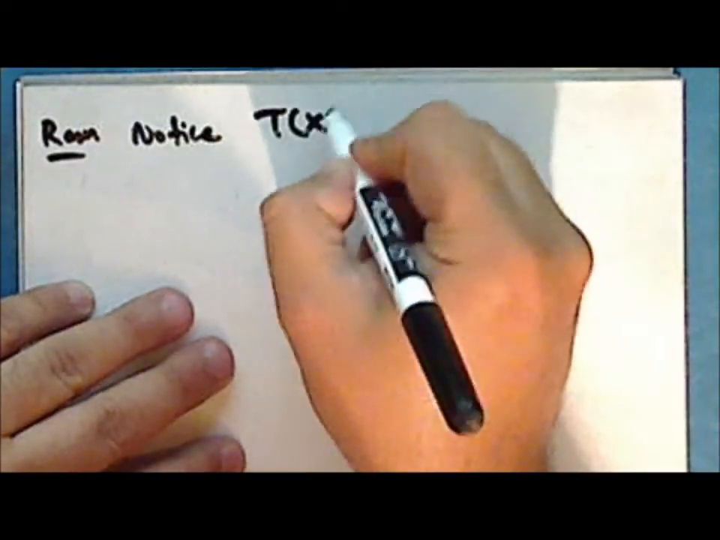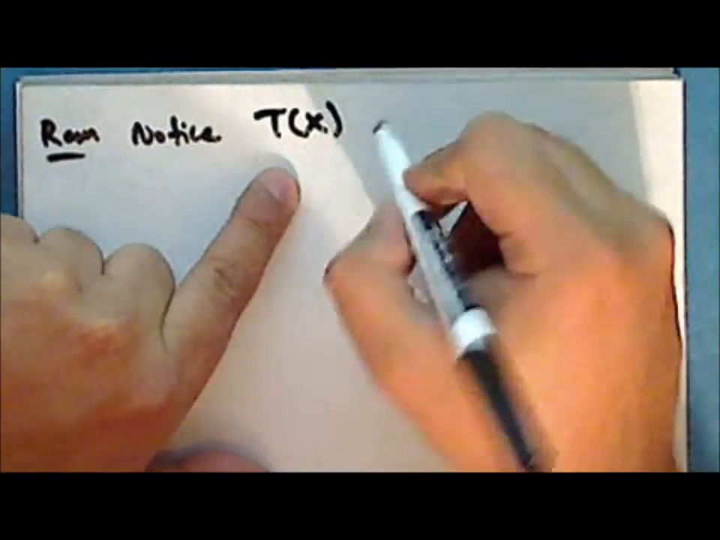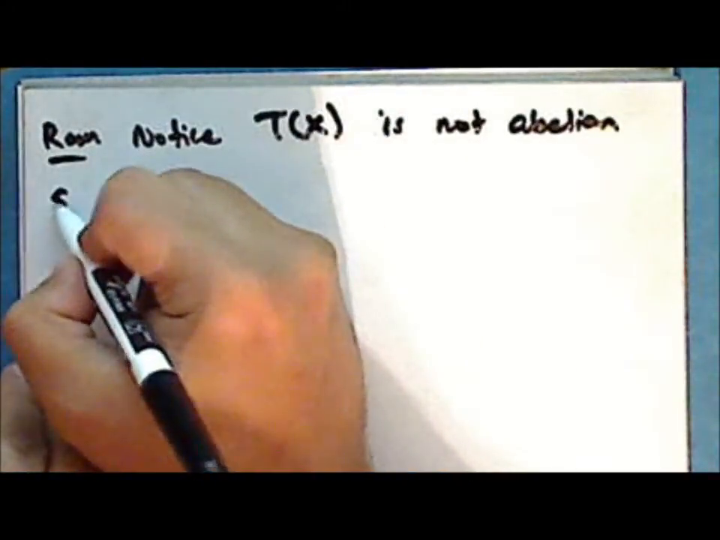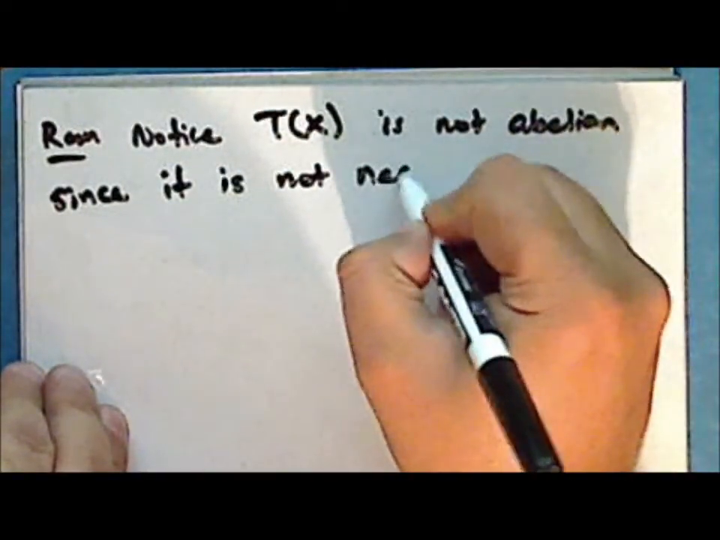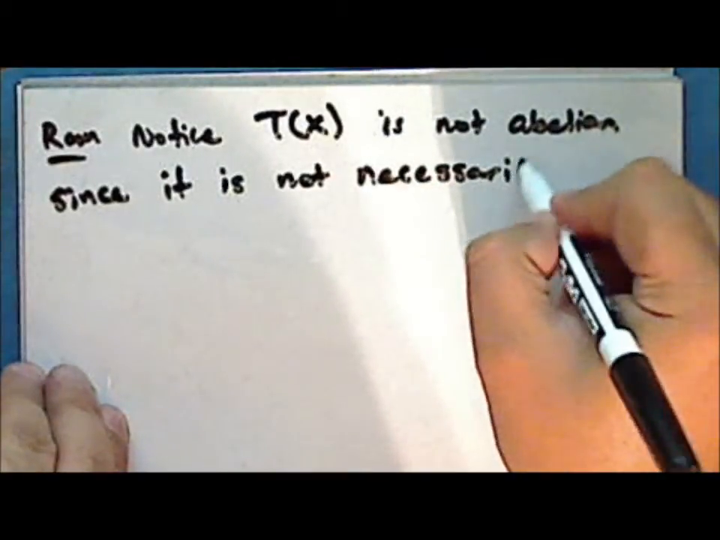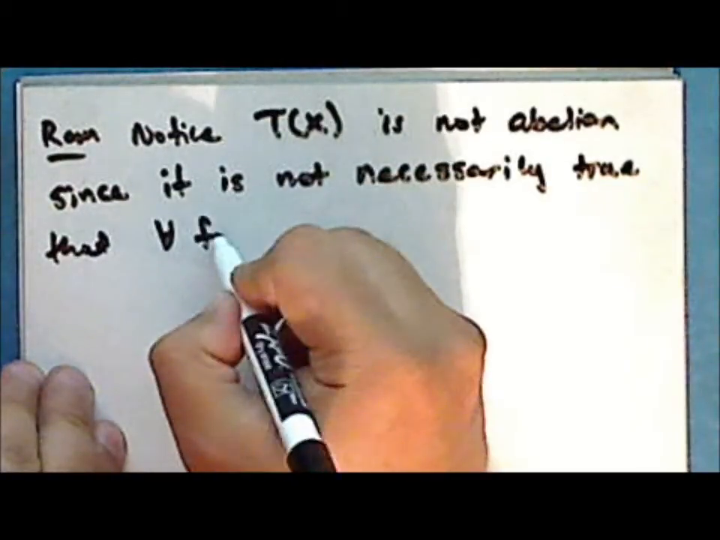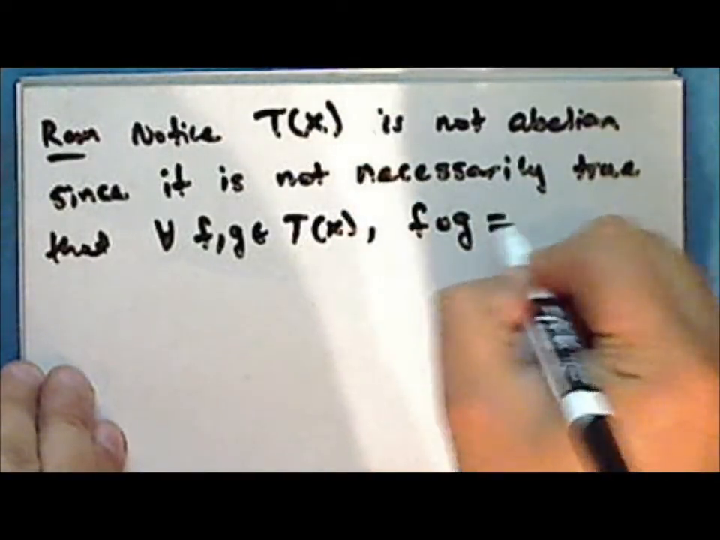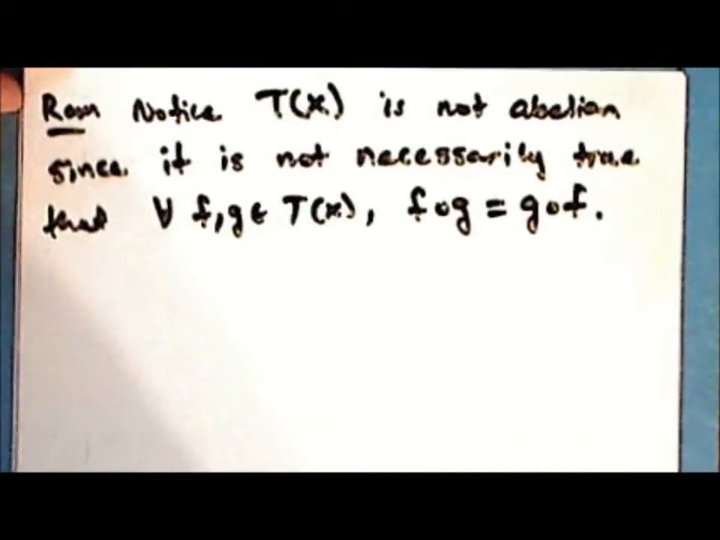Now notice that the group of all transformations of X is not abelian, since it is not necessarily true that for every two transformations F and G, the composition F of G is the same as G of F. And we saw a counterexample in the previous lecture.